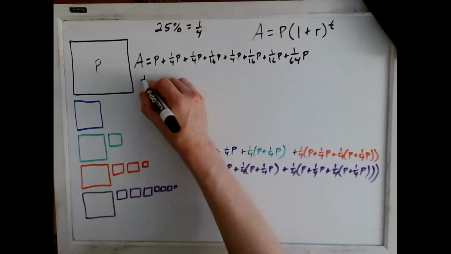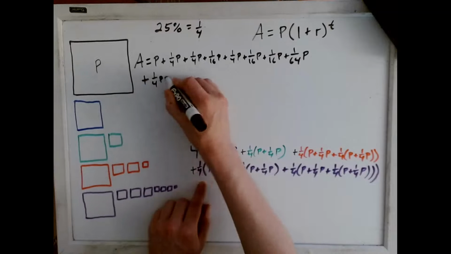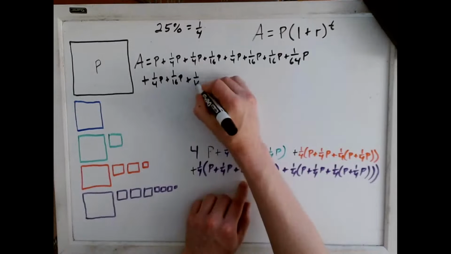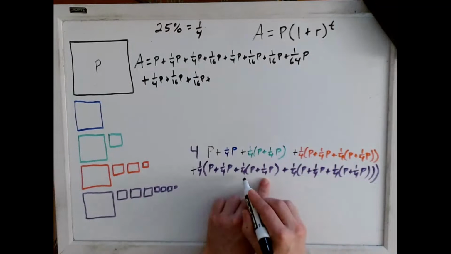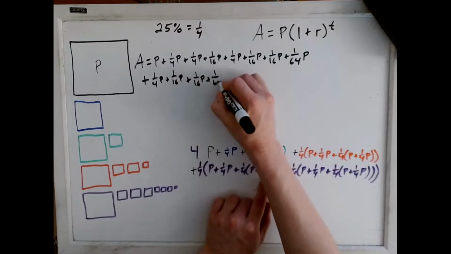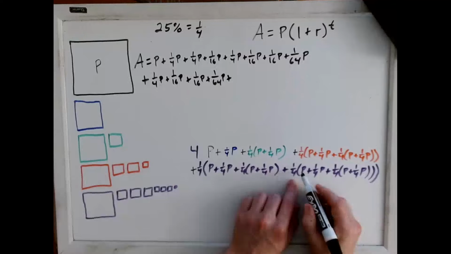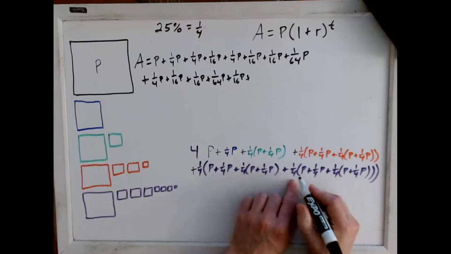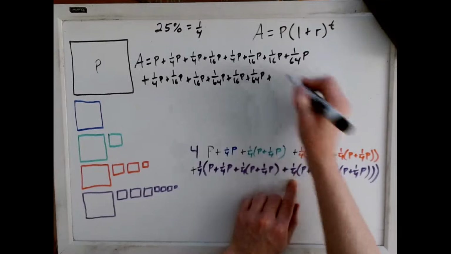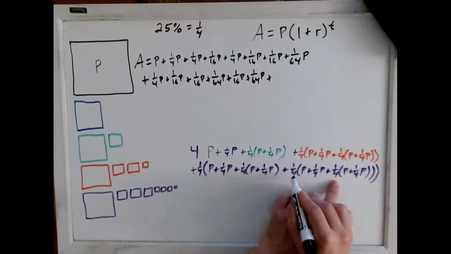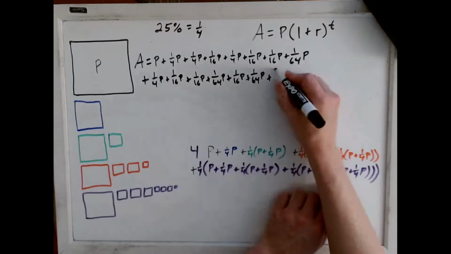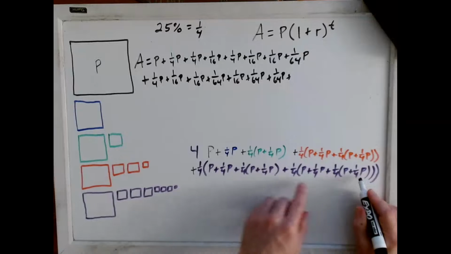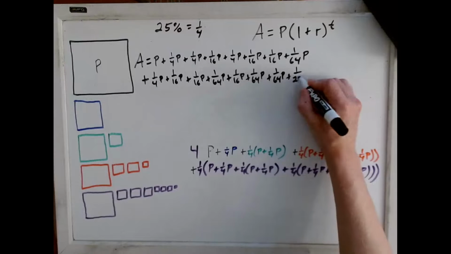And then I'm going to run out of space here, so we'll do another line. This one is 1/4 P. This is 1/4 P times 1/4, which is 1/16 P. 1/4 times 1/4 is 1/16 P times 1/4 is 1/64 P. This one is 1/4 times 1/4, which is 1/16 P. 1/4 times 1/4 times 1/4 is 1/64 P. And this last one is P times 1/4 times 1/4 times 1/4 times 1/4, which is 1/256 P.